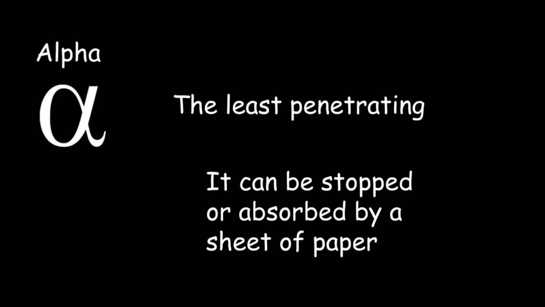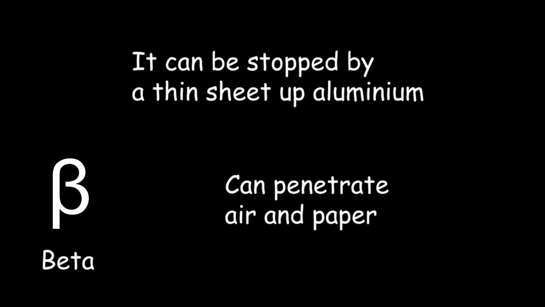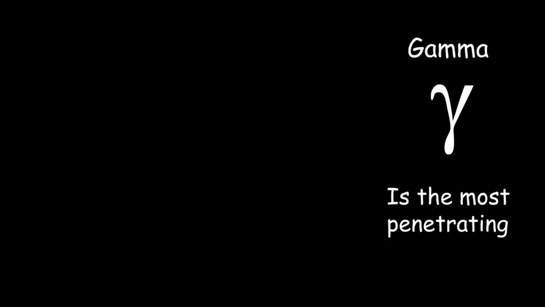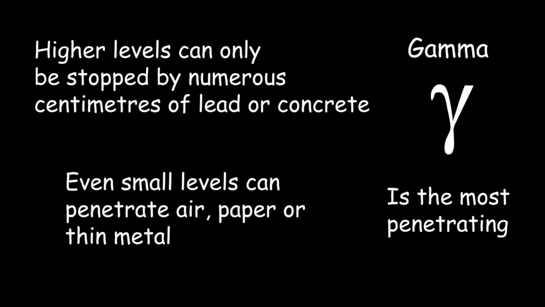The 3 types of radiation pass through materials in different ways. Alpha radiation is the least penetrating. It can be stopped or absorbed by a sheet of paper. Beta radiation can penetrate air and paper. It can be stopped by a thin sheet of aluminium. Gamma radiation is the most penetrating. Even small levels can penetrate air, paper, or thin metal. High levels can only be stopped by numerous centimeters of lead or concrete.